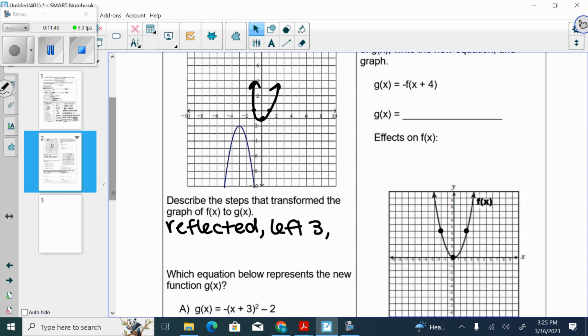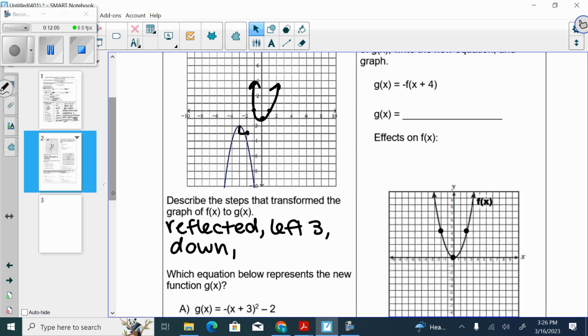Did it move up or down any? Down 2. And then the last thing we check for is stretch or shrink. So remember, it should have a point at 1, 1. Does it have a point exactly at 1, 1 over? It's skinnier, right? So skinnier, does that mean it was a stretch or a compression?